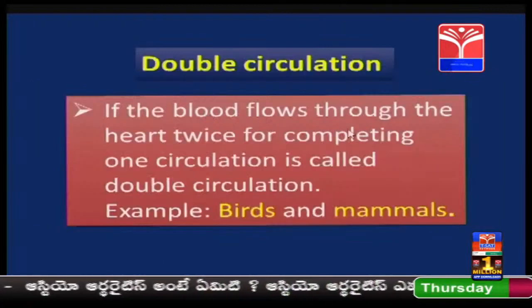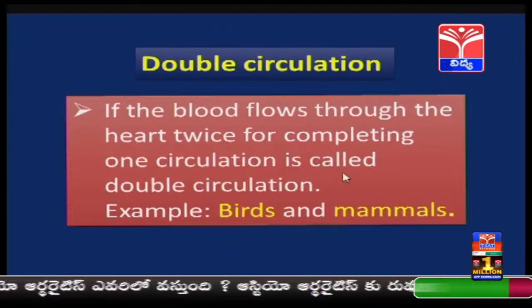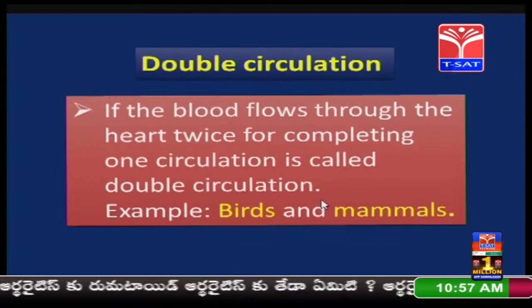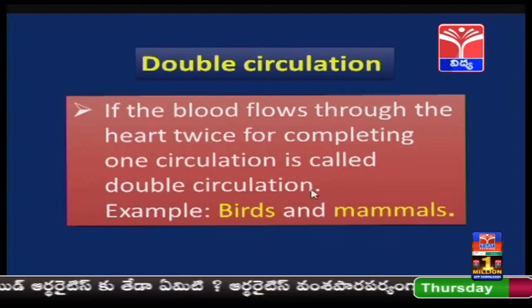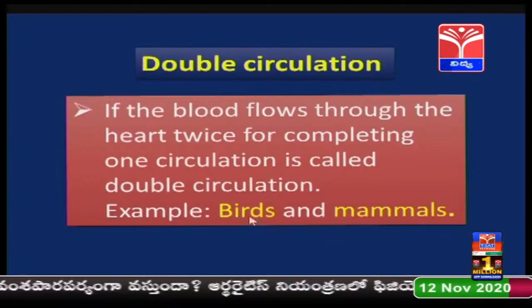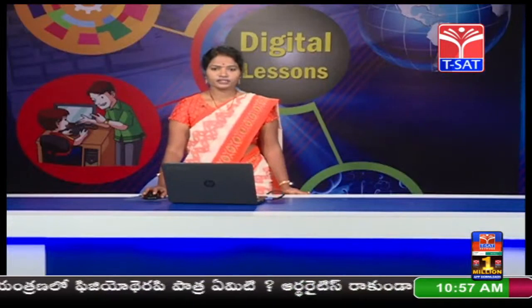If the blood flows through the heart twice for completing one circulation, it is called double circulation. This type of circulation is present in the animals which have a four-chambered heart. Example, birds and mammals. What have we learnt?